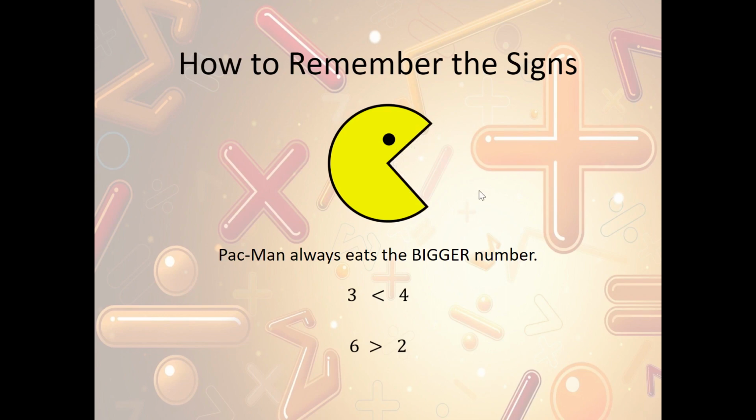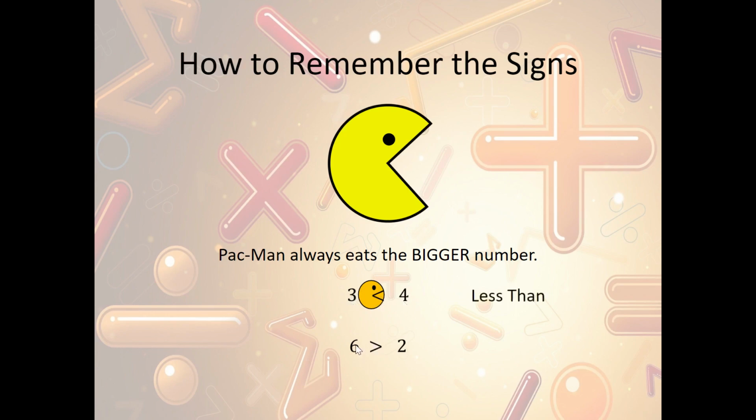So if Pac-Man is always eating the bigger number, then we can recognize the way that we can state the symbols. For instance, we have 3 and then this symbol and 4. Well, Pac-Man eats the bigger number, so if I draw Pac-Man on there, I can see that his mouth is eating this side here, which means this is the bigger number. So this number is greater. Well, we always read it from left to right though, so that means if this number is greater, this number's got to be smaller. So we would say 3 is less than 4.